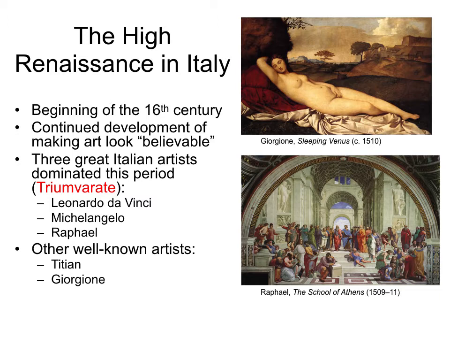The three great Italian artists that dominated this period are Leonardo da Vinci, Michelangelo, and Raphael. They are called the Triumvirate. Again, think back to our Etruscan lecture where the triumvirate was the rule by three.